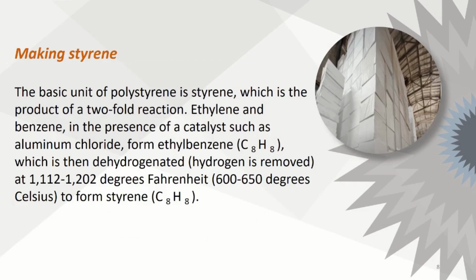The basic unit of polystyrene is styrene, which is the product of a two-fold reaction of ethylene and benzene in the presence of a catalyst such as aluminum chloride to form ethyl benzene, which is then dehydrogenated at 1112 to 1202 degrees Fahrenheit to form styrene.